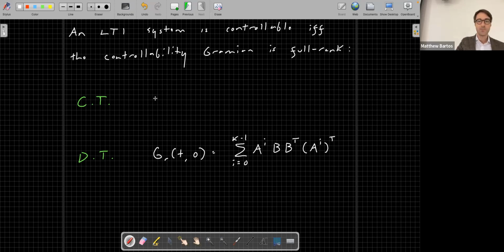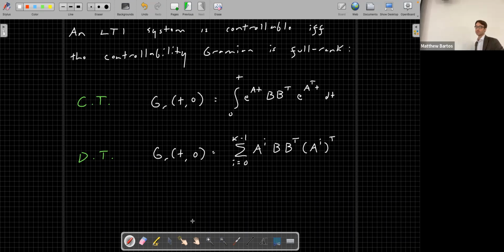Okay. For continuous time, it looks similar. So in continuous time, instead of this sum, we'll have an integral from 0 to t of e to the at b transpose e to the a transpose t dt. Okay, so this is the fundamental test for controllability. A system is controllable if and only if the controllability gramian is full rank, where the controllability gramian for a continuous time and discrete time system are defined as follows.